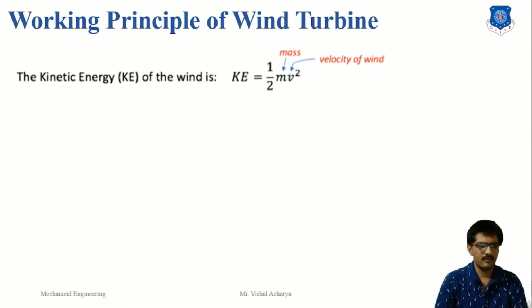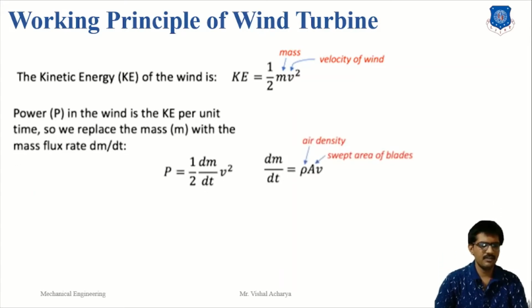So also we calculate the power from the kinetic energy. Here, power in the wind is the kinetic energy per unit time. So we replace the mass with the mass flux rate. Here, mass flux rate means the mass flow rate. The mass flow rate is equal to air density, which depends upon the atmospheric condition, times swept area. Swept area means the area of the blade.